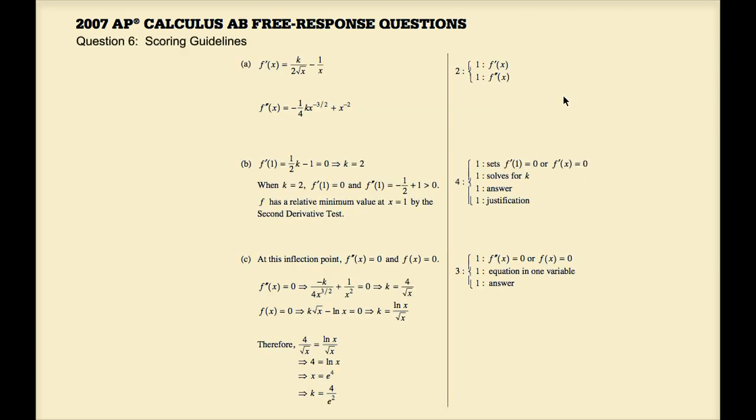Here are the scoring guidelines for that question. There were 2 points possible for letter A, one for f prime of x and the other for f double prime of x. 4 points were possible for letter B, one for setting f prime of 1 equal to 0 or f prime of x equal to 0, another for solving for k, another for the correct answer, and the fourth was for correct justification. There were 3 points possible for letter C, one for setting f double prime of x equal to 0 or f of x equals 0, another for an equation in one variable, and the third for the correct answer.